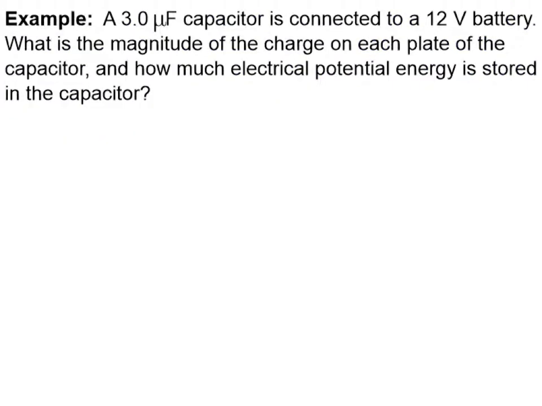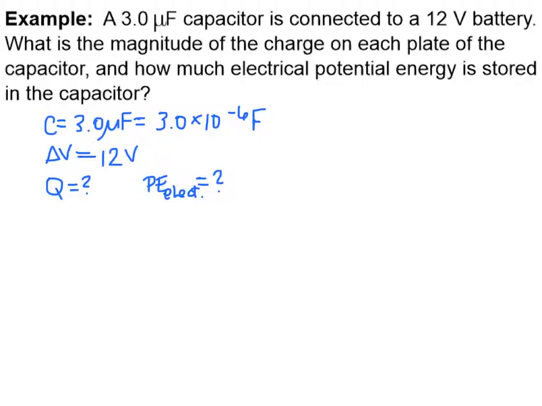Let's look at a sample problem. Let's say we have a 3.0 microfarad capacitor connected to a 12-volt battery. What's the magnitude of the charge on each plate of the capacitor? And how much electrical potential energy is stored in the capacitor? Well, I know my capacitance is 3.0 microfarads. I'm going to convert that to 3.0 times 10 to the negative 6 farads. I know my potential difference is 12 volts. And I don't know the electrical potential energy, and I don't know the charge on each plate of the capacitor. So those are my unknowns.